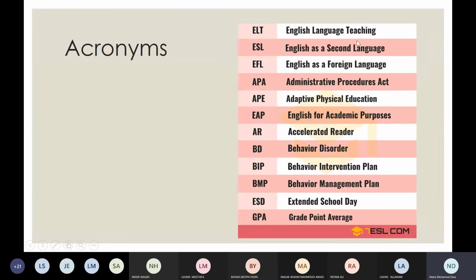ELT, English language teaching; ESL, English as a second language; EFL, English as a foreign language; and so on. Extended school day, ASD; behavior management plan. We do not add a period, so these are acronyms. Acronyms are abbreviations of specific words for organizations, like when we see EIS. What is EIS? The Education International School, your school, EIS. I do not end it with a period.